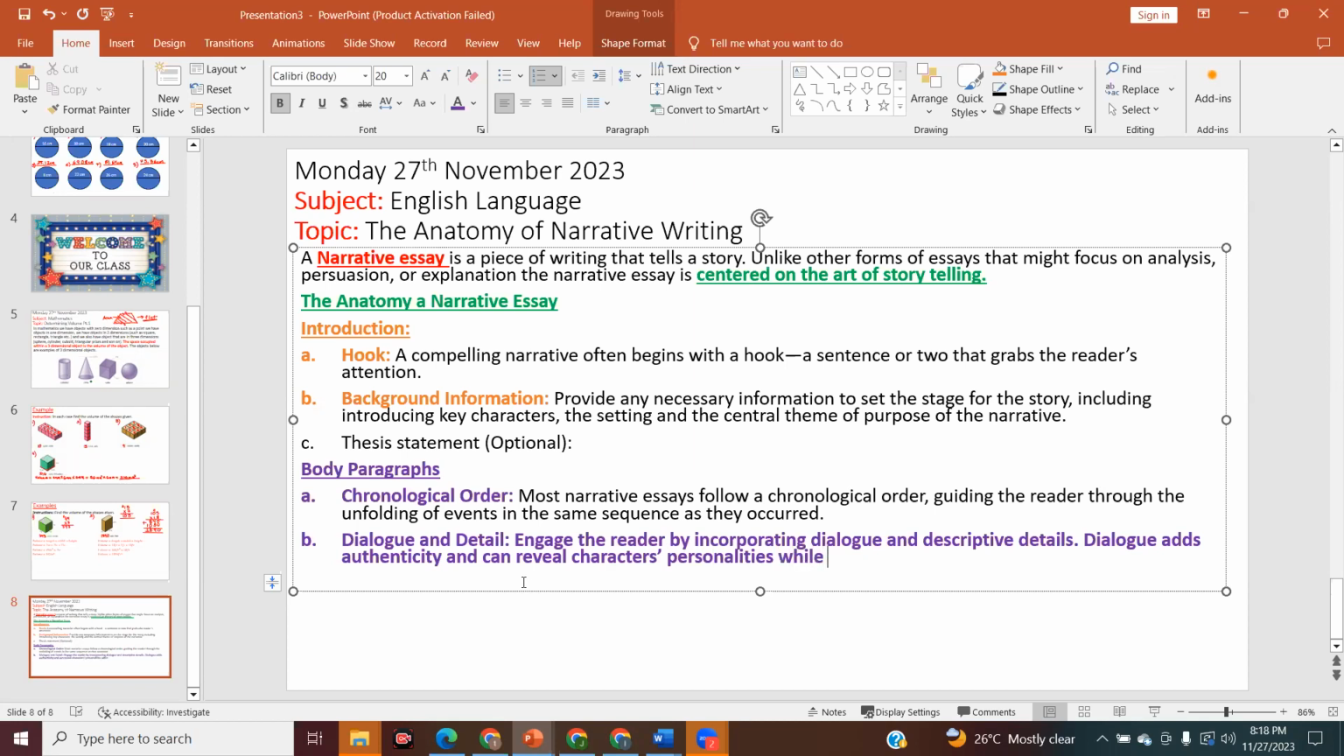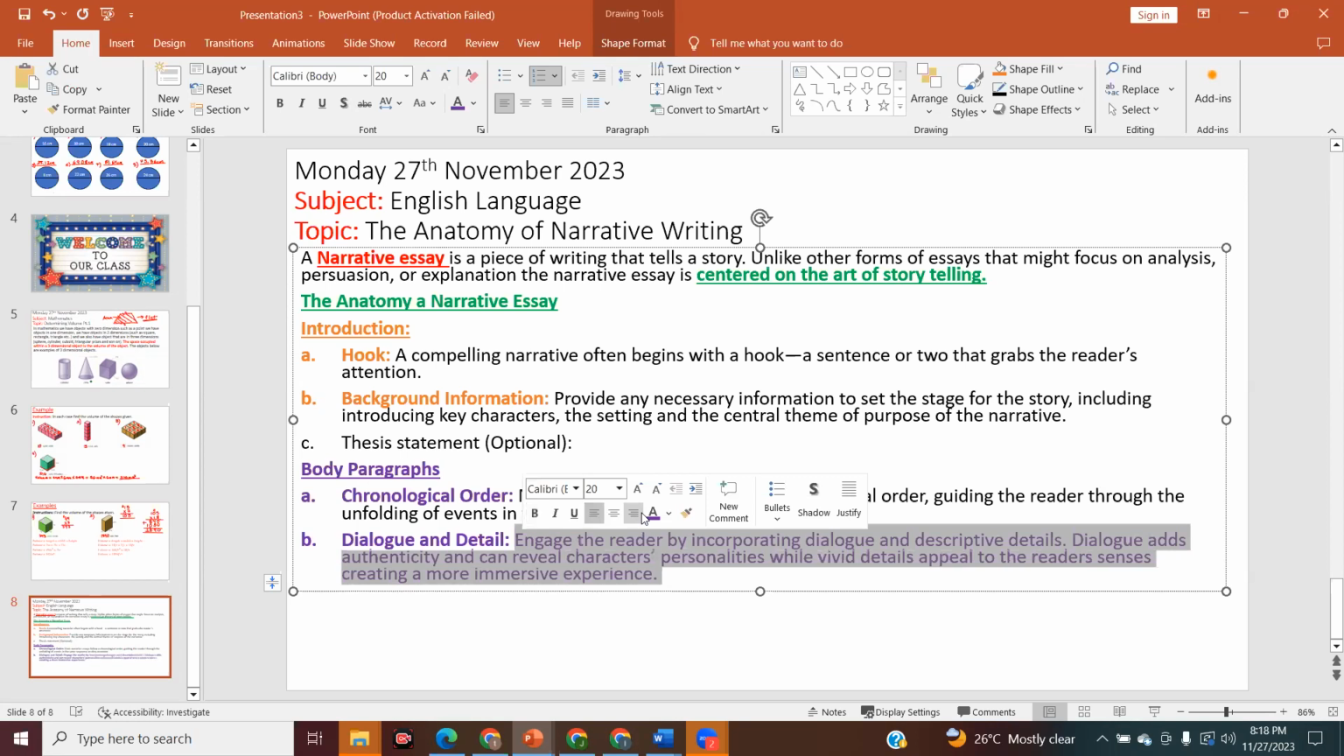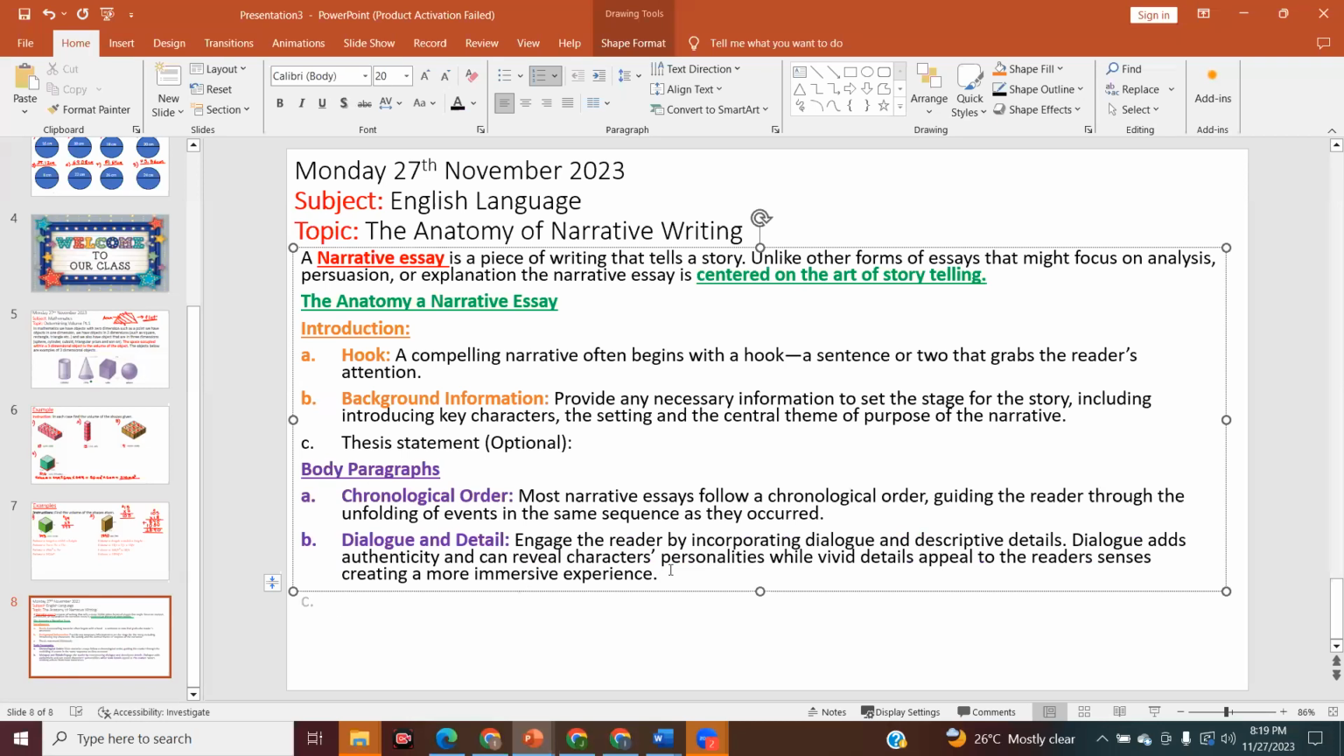while vivid details appeal to the reader's senses, making sure that it's memorable, creating a more immersive experience and making sure that it's memorable in their minds. That's dialogue and detail.